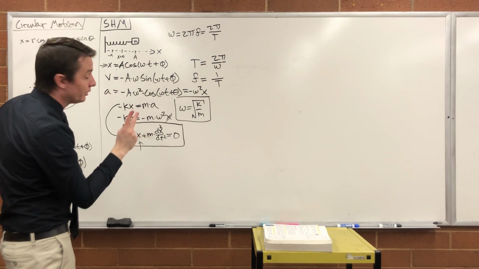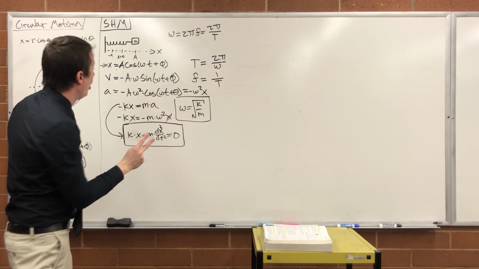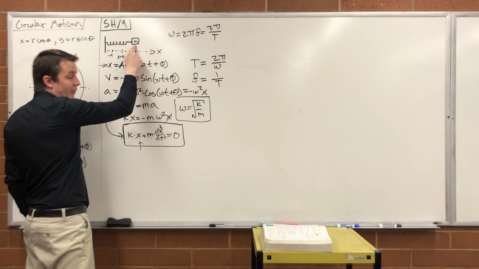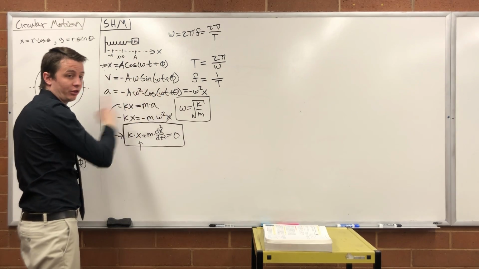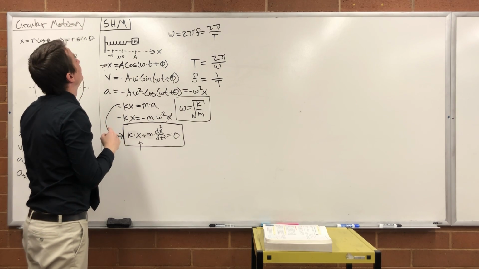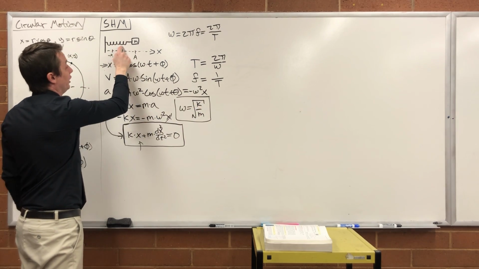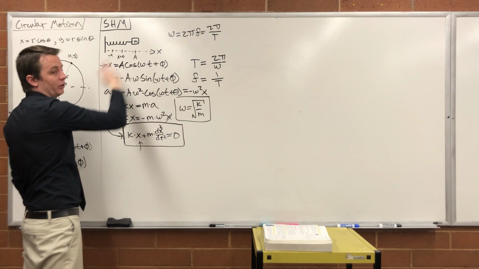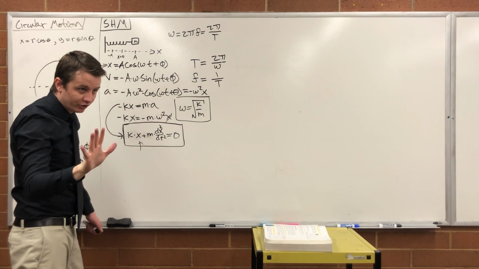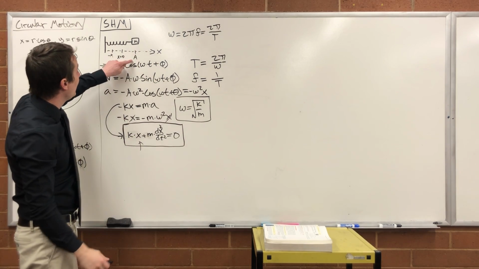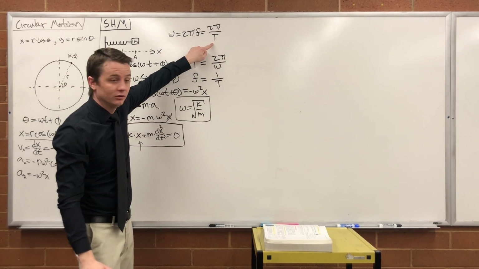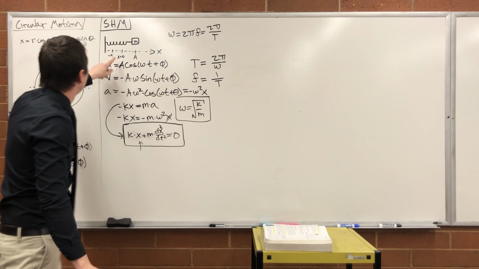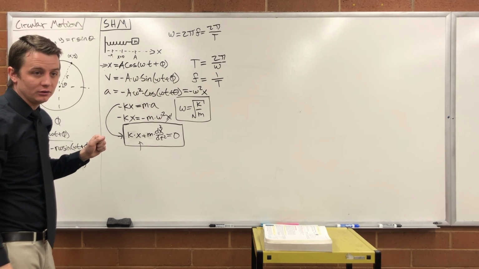Notice that the only two things that affect the period on that spring are the spring constant and the mass. If I have more mass, it makes it go back and forth slower. And if I have a higher spring constant, a stiffer spring, it makes it go back and forth faster. Here's the crazy part. A does not show up in this equation, and it doesn't show up in this equation. Your amplitude does not affect the frequency.